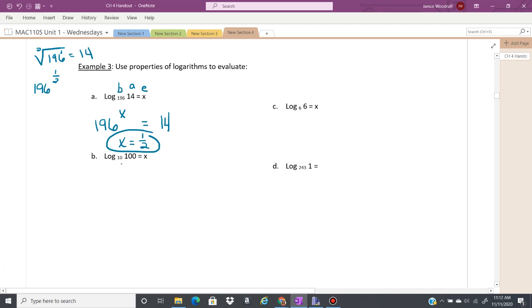Let's take a look at B. You have a base of 10, an answer of 100, and an exponent of x. So 10 to what power is 100? You guys can type that in the chat box.